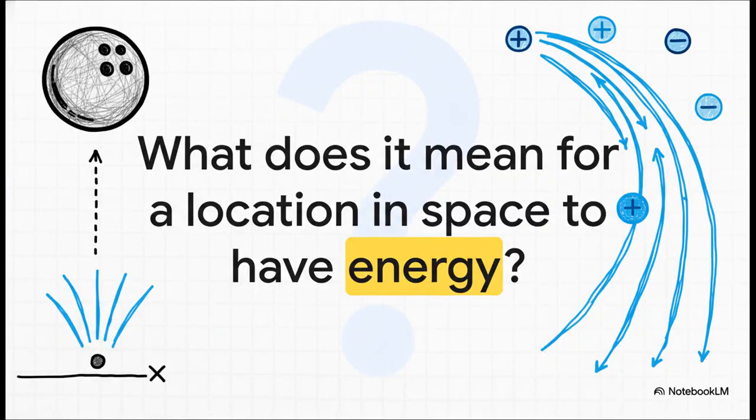So let's start with a big question. What does it even mean for a point in empty space to have energy? Well, let's think about something we all know, gravity. Imagine holding a bowling ball way up in the air. That ball has gravitational potential energy, right? The higher you lift it, the more work you did, and the more energy it has stored. An electric field works in a really similar way. It creates its own kind of energy landscape, but instead of acting on bowling balls, it acts on electric charges.